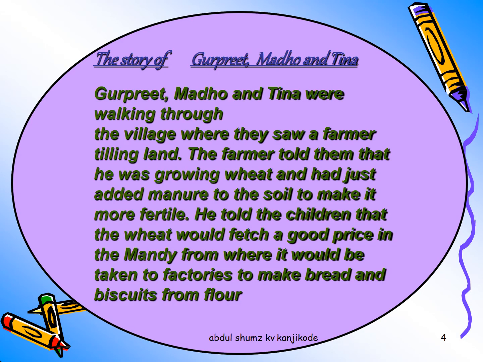When the chapter starts, there is a story of Gurpreet, Madhu, and Tina who were walking through the village and where they saw a farmer tilling the land. The farmer told them that he had added manure to the wheat to make the soil more fertile. He also told the children that the wheat would fetch a good price in the market, from where it would be taken to the factories to make biscuit or bread from the flour.